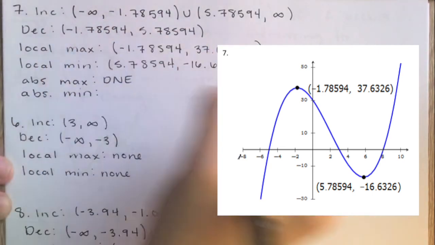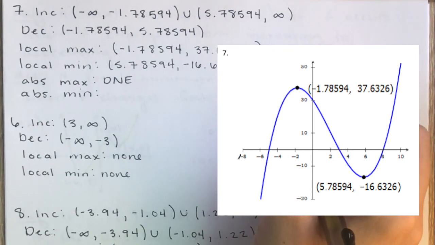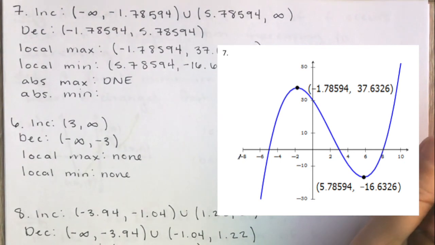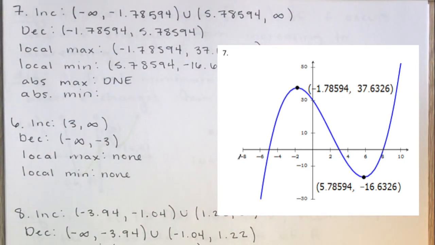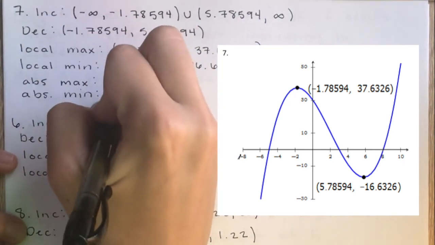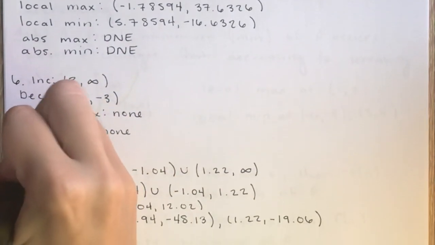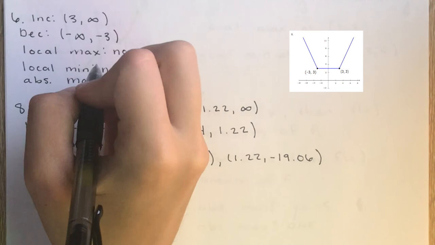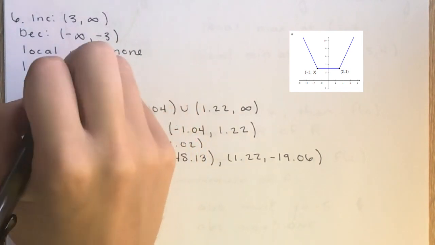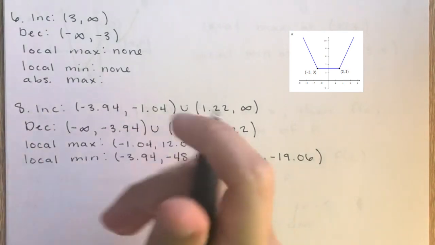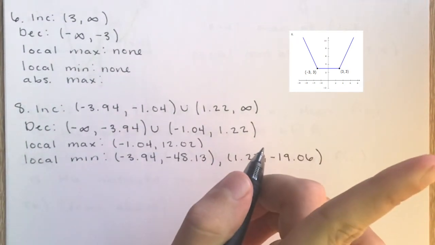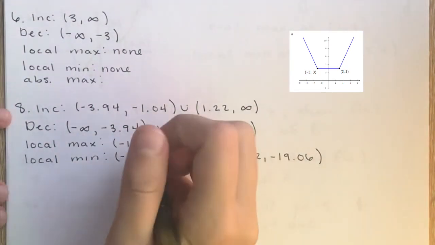Absolute min, is there a point that's smaller than all of the points on the graph? Is negative 16.6326 the smallest y value? It's not, right? Because if we look to the left, the graph extends lower than that point forever. So there also is no absolute minimum. All right, number 6. Is there an absolute maximum? There is not, right? There's no absolute maximum here. We are extending upwards, both to the left and the right, forever. So there is no absolute max.